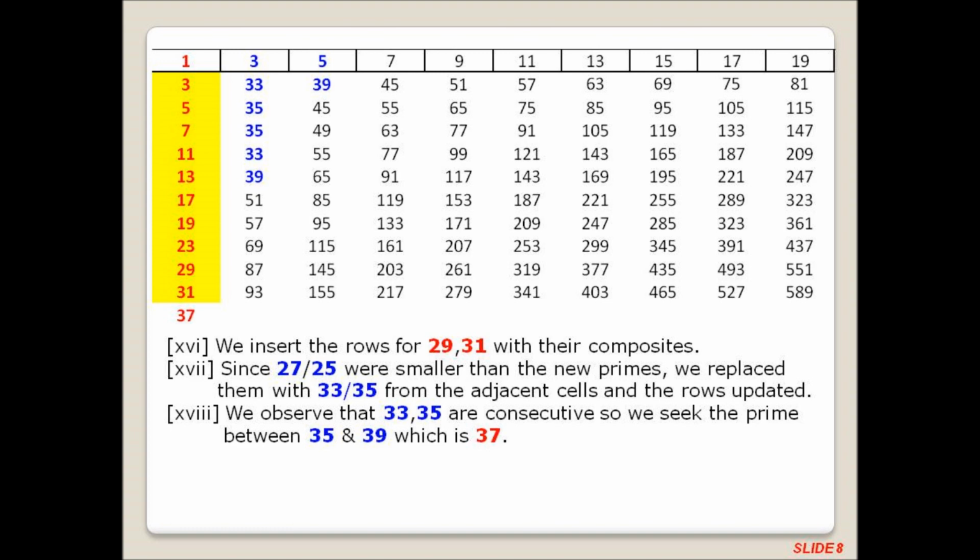We insert the rows for 29 and 31 with their composites. Since 27 and 25 were smaller than the new primes, we replace them with 33 and 35 from the adjacent cells and the rows updated. We observe that 33 and 35 are consecutive, so we seek the prime between 35 and 39, which is 37.